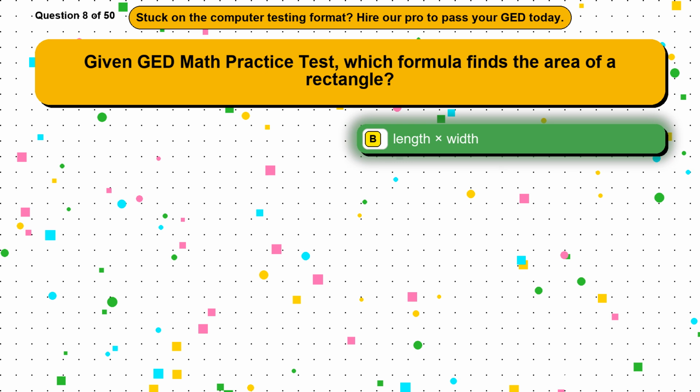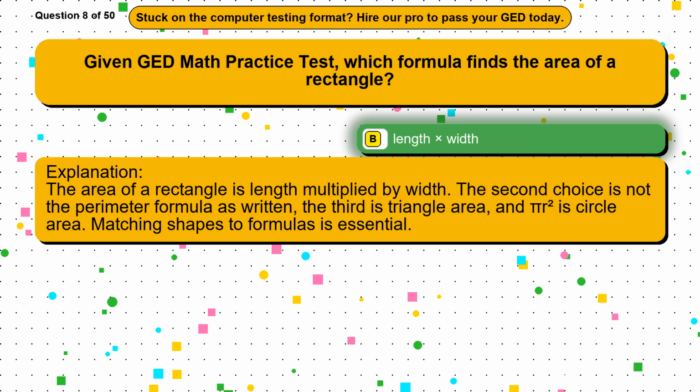The area of a rectangle is length multiplied by width. The second choice is not the perimeter formula as written, the third is triangle area, and pi r superscript 2 is circle area. Matching shapes to formulas is essential.